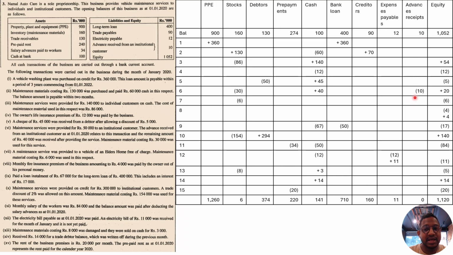So it should be deducted from advance receipts and the cash you received is 40 and the stocks that you used for that maintenance services is 30, it should be deducted. So what happened here, the total service income is 50 and the stocks that you used for that is 30. So your profit, you should add it to the equity as well. Seventh one, maintenance services was provided to a vehicle of an elder house free of charge. Maintenance material costing 6,000. So that should be deducted from stocks and it should be considered as an expense as well.